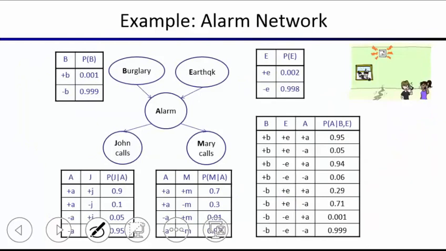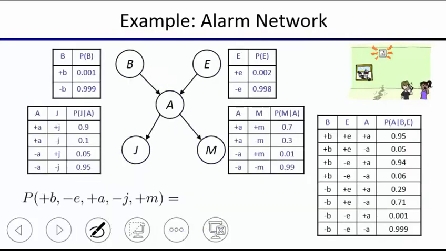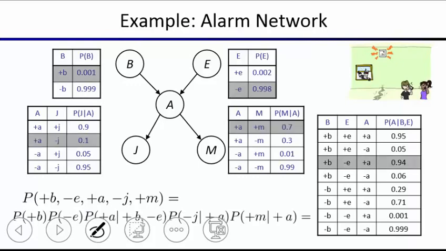Look at an example. Here is the alarm network, 5 random variables, 1 table for each variable. Every table is the conditional given its parents. And if you want to compute any entry in the full joint distribution, for example, probability of plus b, negative e, plus a, negative j, plus m, you can just pick up all the corresponding entries in the conditional distribution tables, which means 1 entry per table, multiply those together, and that gives you the probability of that specific instantiation in the full joint distribution.